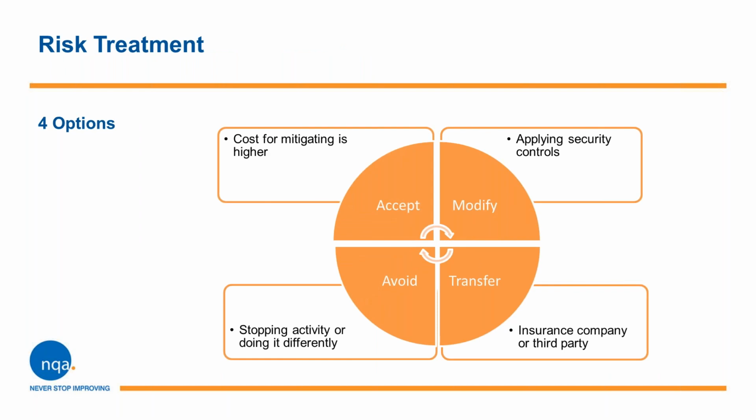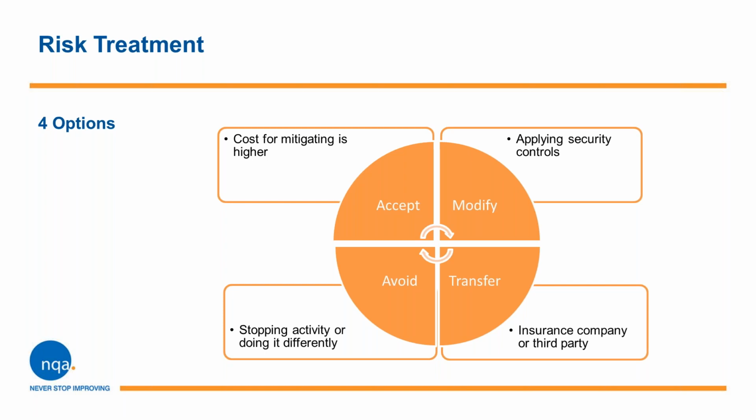We've got modify, transfer, avoid, and accept. So modify is applying security controls. Transfer the risk. We can transfer it to another party, so an insurance company by buying an insurance policy, for example. We can avoid the risk by stopping an activity that is too risky or doing it in a completely different fashion. So that's a change of process, as we spoke about.